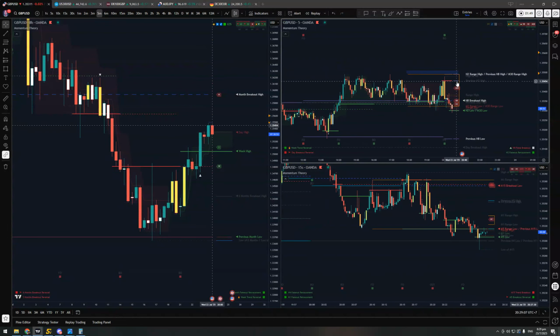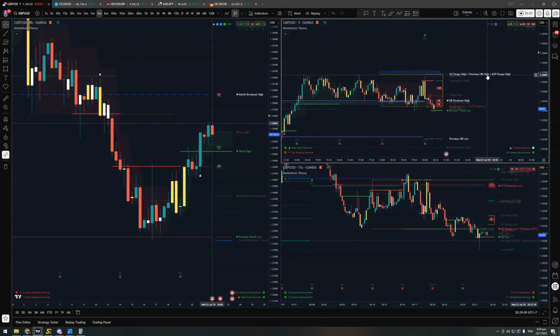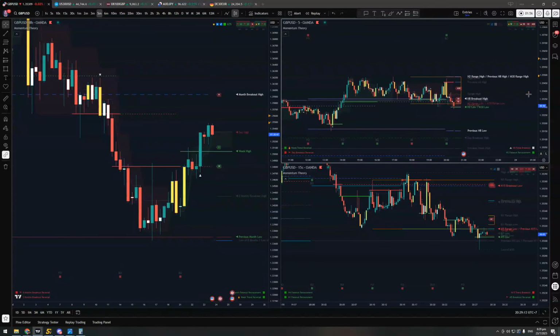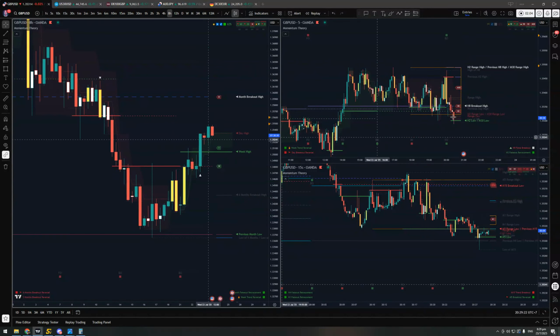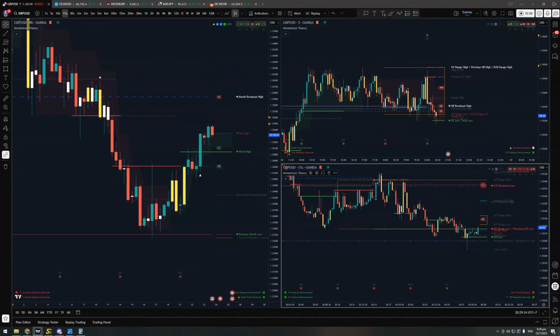I don't want to take a breakout just because we closed above the previous H8 high. I want to take a breakout because we're breaking out of a range. And so here's the hint that price is going to give me that breakout. And so I'm going to be looking for a very tight entry right at the bottom here. This is where I want to be trading.